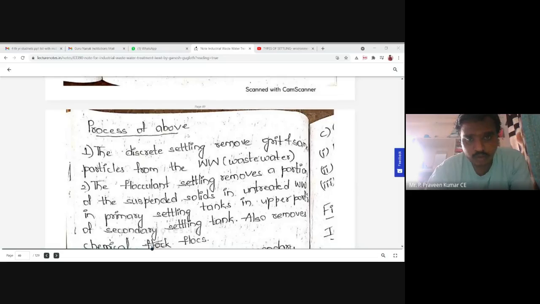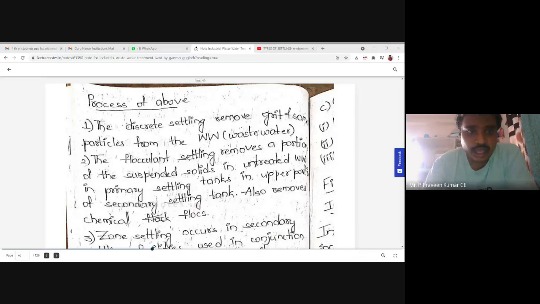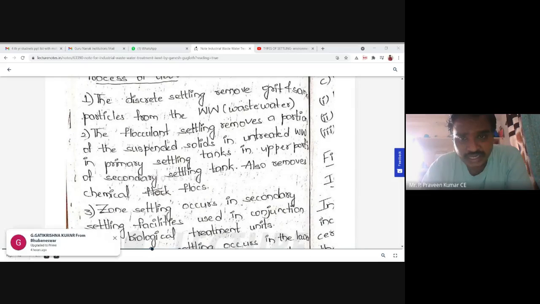See here, the process of the different types. Discrete settling removes grit and sand particles from the wastewater. So that's why I said this can be observed in the preliminary treatment process. Flocculent settling removes a portion of the suspended solids in untreated wastewater. So that's why I said the discrete and the flocculent settling all come under the preliminary treatment process.